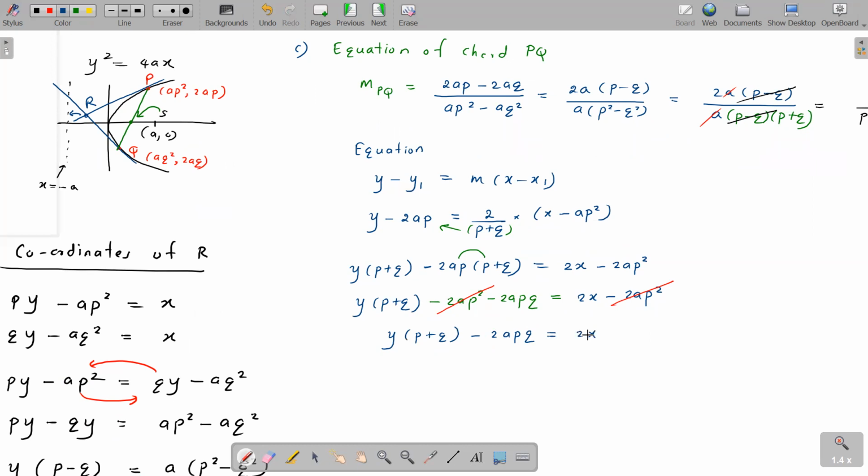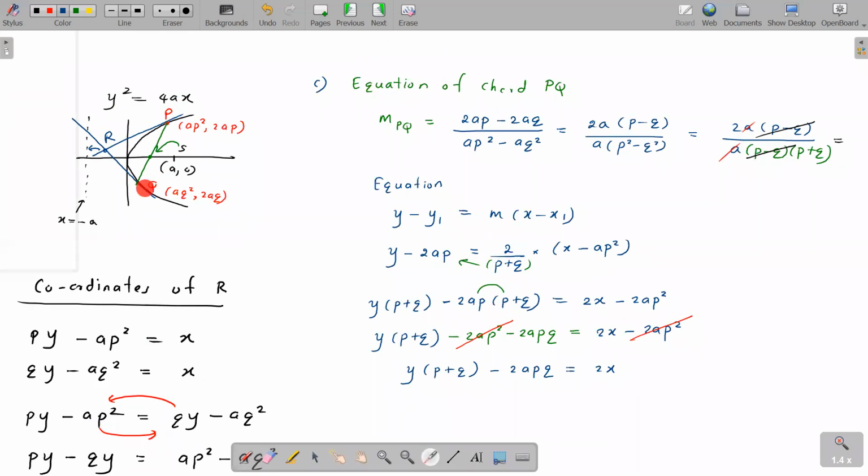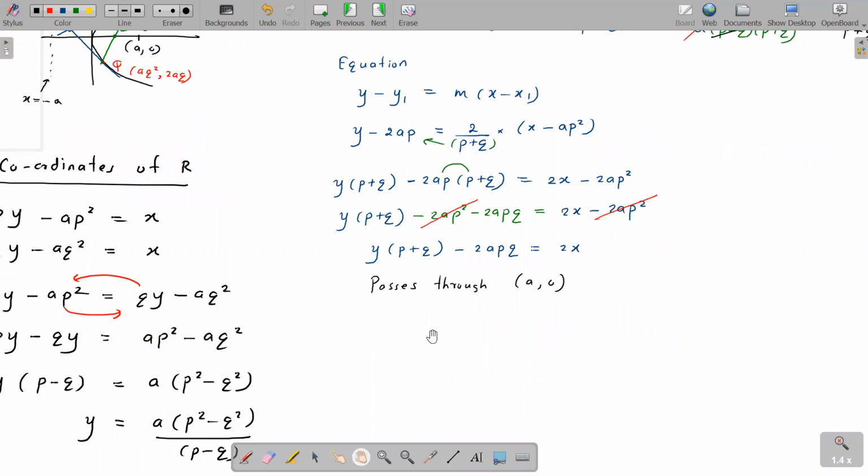Okay, so now the thing is, this is the equation of the chord PQ, right? Leave it like this. And now what do we know about the chord PQ? We know they have told us something extra about it, right? The chord PQ passes through the focus. The focus means what? It passes through A comma 0, right? So then go to your equation, replace the X with A, replace the Y with 0. What happens? Y times P plus Q, when you replace Y with 0, whole thing becomes 0, minus 2APQ equals 2 times X, which is A.